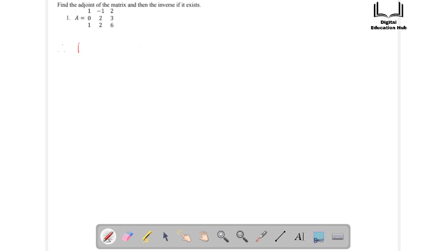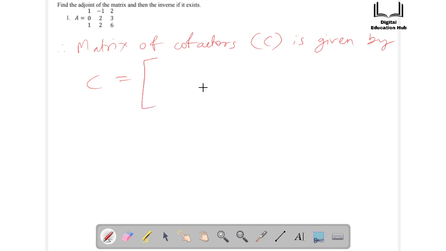So the matrix of cofactors, capital C, is given by: capital C is equal to, you write down this matrix. Here we are going to write down all the cofactor values in their positional places, right? First row, first column element, and like that.